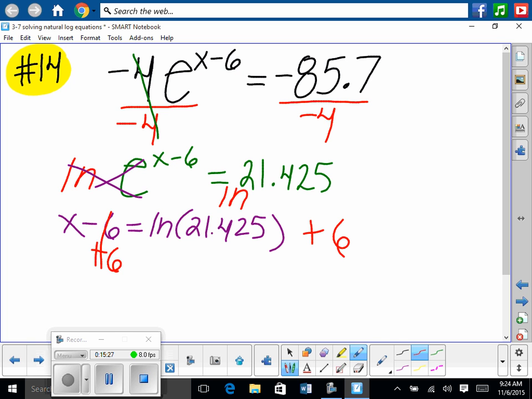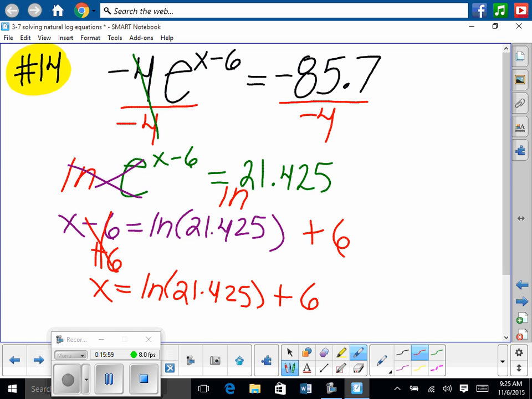So then our plus 6 and minus 6 are gone, inverses, and we have x is equal to the ln of 21.425, close your parentheses, plus 6, and then you'll just use your calculator. Type it in, but make sure you type in ln. So log key, right below it's ln. So you'll type in ln of 21.425 plus 6, and you get 9.06.